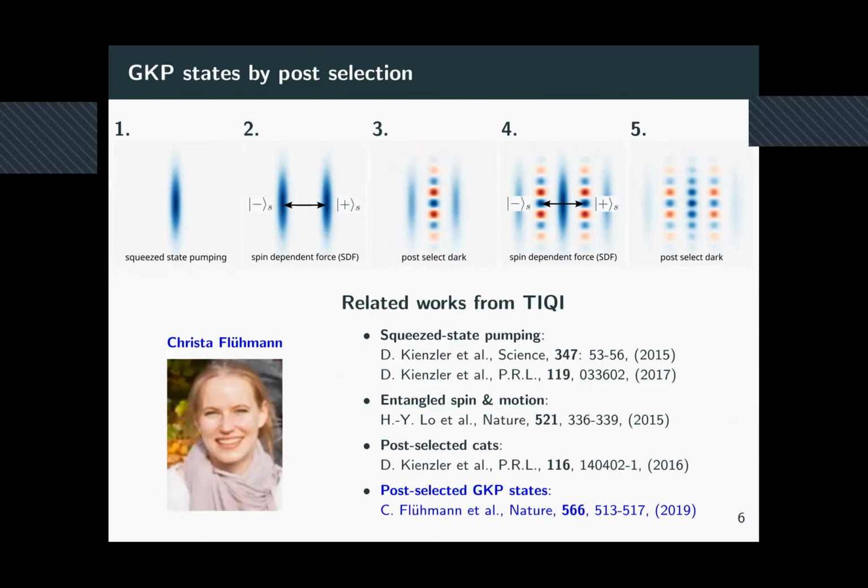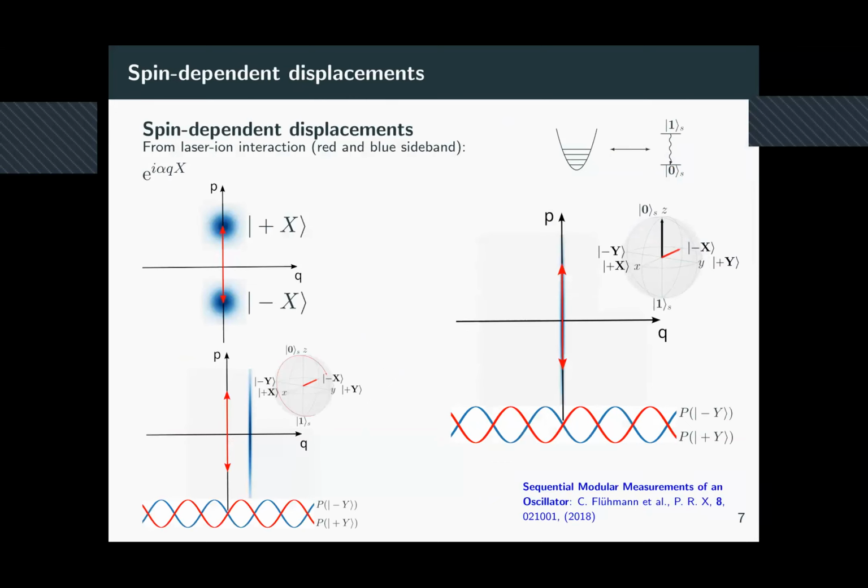And actually all these things that I've just told you about, there are multiple papers from our group discussing these early experiments, where we did the squeezing and also created these entangled spin-motion states that are shown in 2, and also squeezed cats or cat states. And finally, GKP states from Christoph Blumen, who was here and gave a talk at the before-last BB2, I guess.